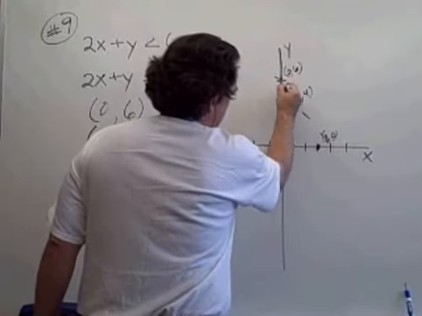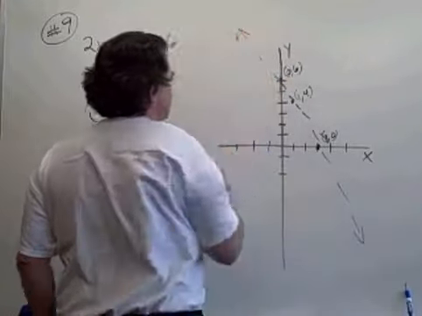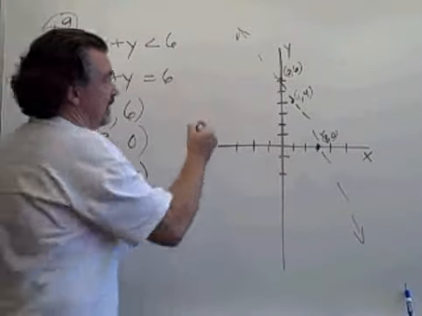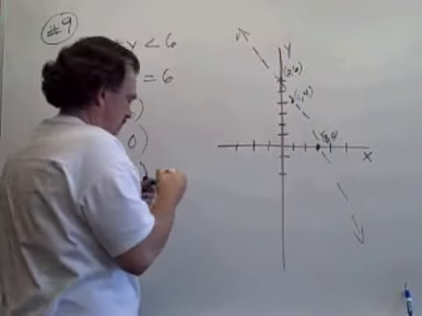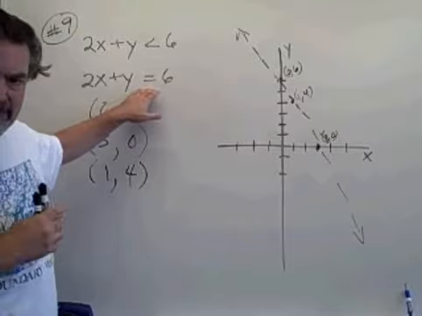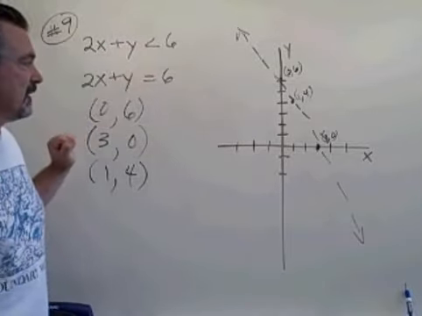Oh, that was a terrible line. So here's our line, and we made it dashed because we don't want the ordered pairs that are on the line. Those would make it equal. We don't want equal as part of our inequality.